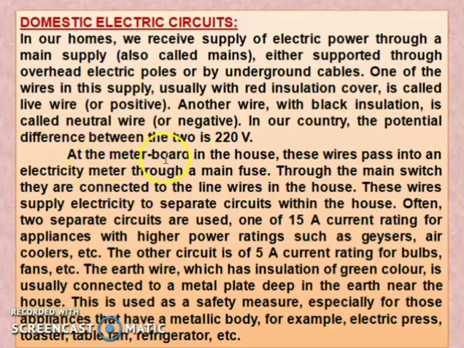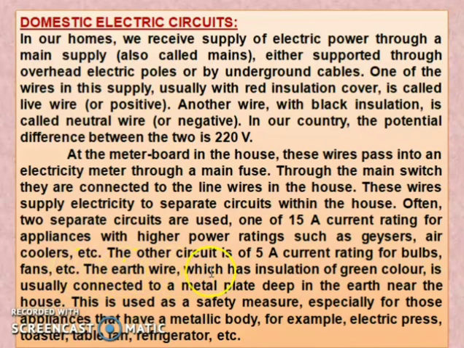Now at the meter board in the house, these two wires pass into the electric meter through a main fuse. Through the main fuse, they are connected to the live wire in the house. This wire supplies electricity to the separate circuits within the rooms. Often two separate circuits are used, one of 15 ampere current rating for appliances with a high power rating such as geyser, air cooler, etc. The other circuit is of 5 A current rating for bulbs, fan, etc.